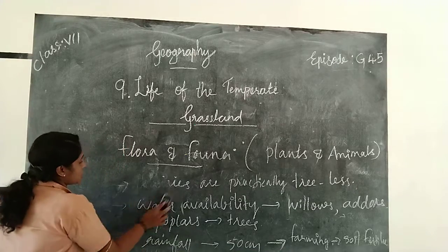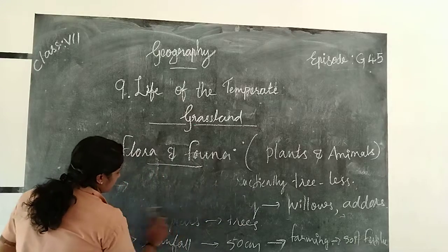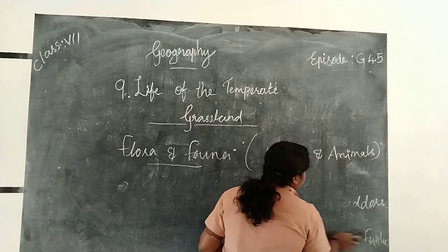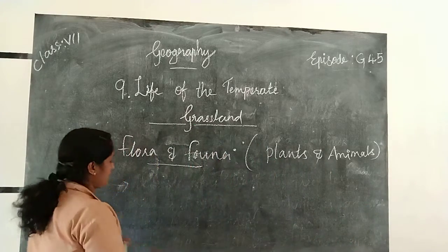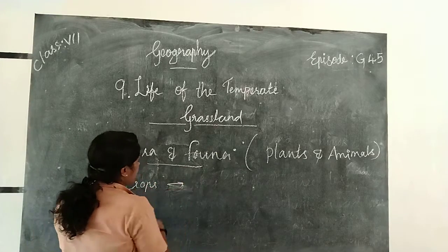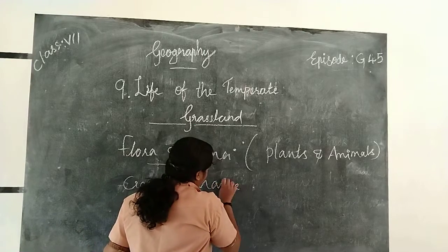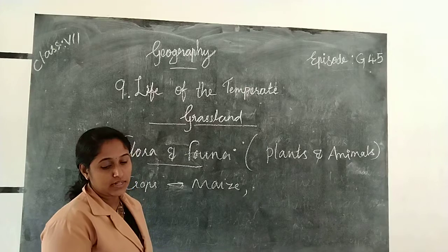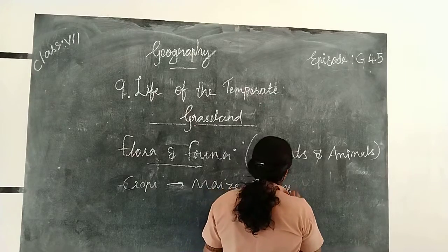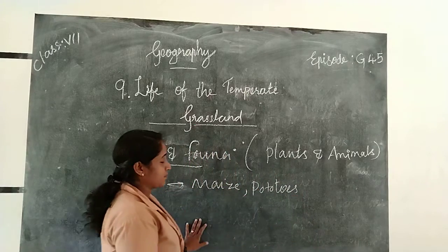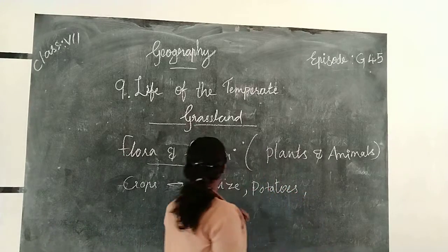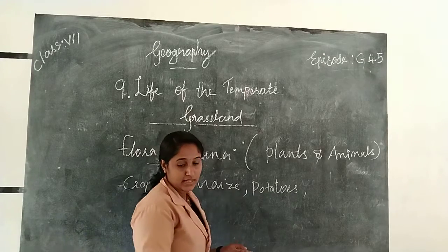So what are the major crops of prairies? First one, that is maize. Then next they cultivate potatoes. Next, they cultivate what? Maize, potatoes, soya bean, right? Yes, soya bean.